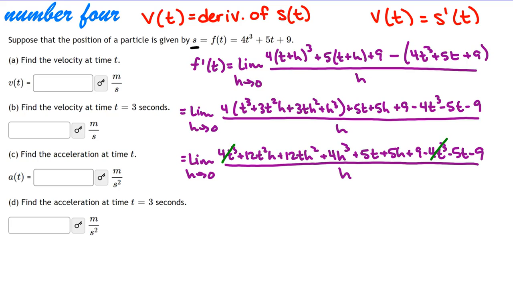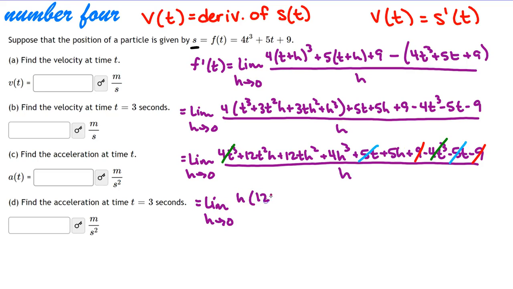This is a tongue twister. 5t cancels with minus 5t. 9 cancels with minus 9. Everything we have left has an h, an h, an h, an h. Everything has an h. So let's factor h out of those remaining terms.